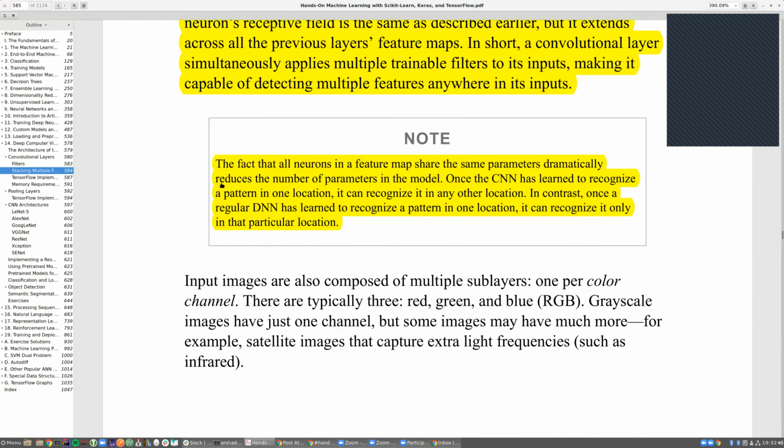So the fact that all neurons in a feature map share the same parameters dramatically reduces the number of parameters in the model. And once the convolution has learned to recognize a pattern in one location, it can recognize it in any other location. This is because the filter is doing the same thing across the whole image. So if the filter recognizes horizontal lines, it'll recognize them anywhere in the image, because it's walking across the whole image. It's not applying to the whole image in one go. It's taking these receptive fields at a time. So this is one of the nice features of CNNs: whatever pattern a particular filter recognizes, it'll recognize in different parts of the image. It doesn't just recognize it in one part of the image.